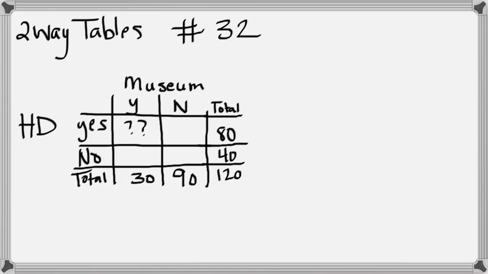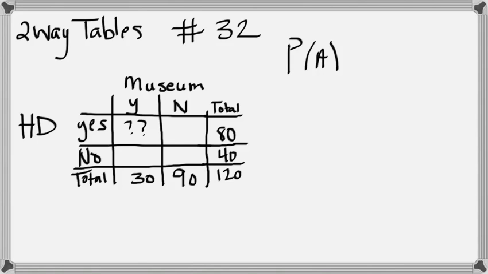The question says, you have a couple things. A poll of 120 Ithacans found that 30 visited the Museum of Earth, 80 had been to the Home Depot, and it appeared that going to Home Depot and going to the Museum of Earth were independent. Listen carefully. They're not just telling you that because it's good to know. They're telling you that because if I know that it's independent, what does that allow me to do?